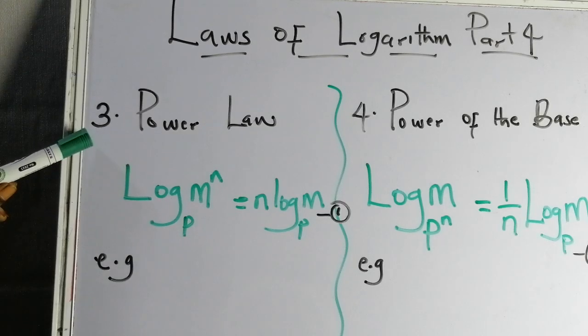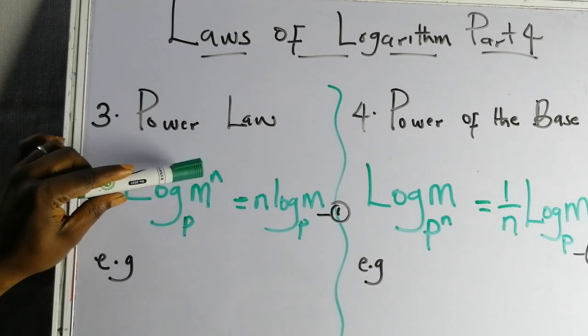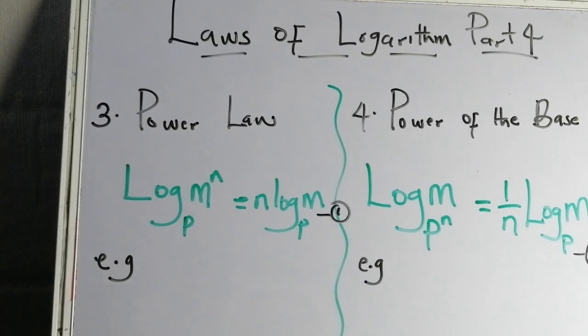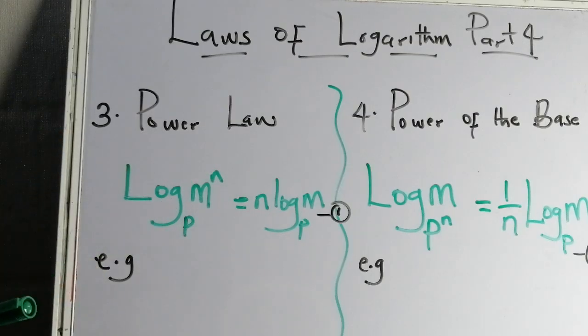So for number three, we have the power law. It's simple. In indices, we also have a power law, so in logarithm we also have a power law. This is log m raised to power n base p. That's how you pronounce it: log m raised to power n base p.